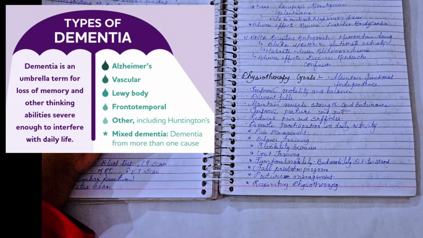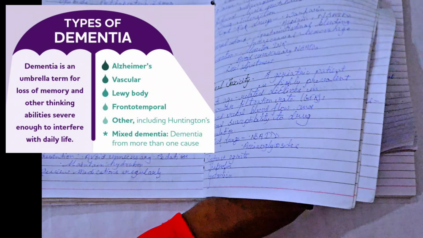Promote participation in daily activity, pain management, balance training, flexibility exercises, gait training, functional mobility, bed mobility, sit to stand, fall prevention program, postural management program, and respiratory physiotherapy for bedridden patients. So that is dementia.